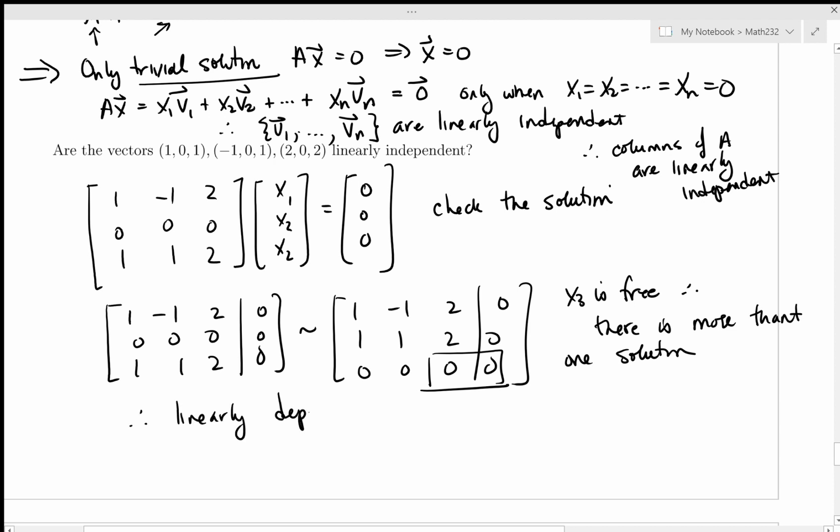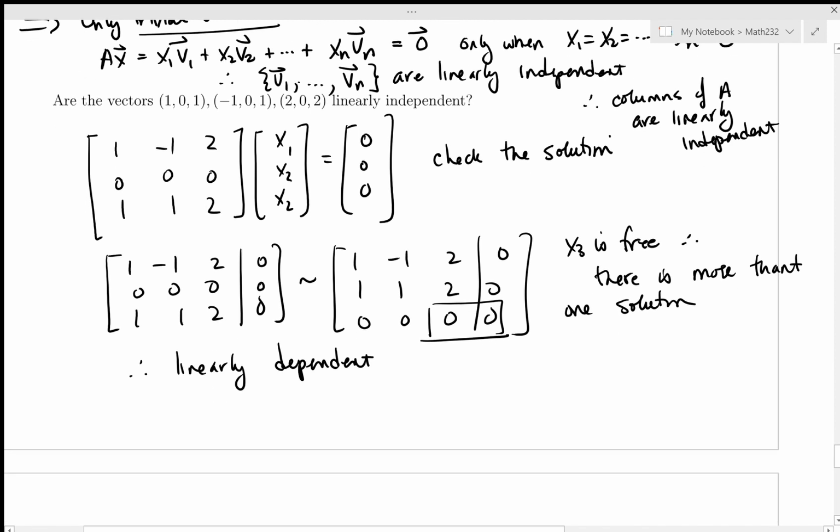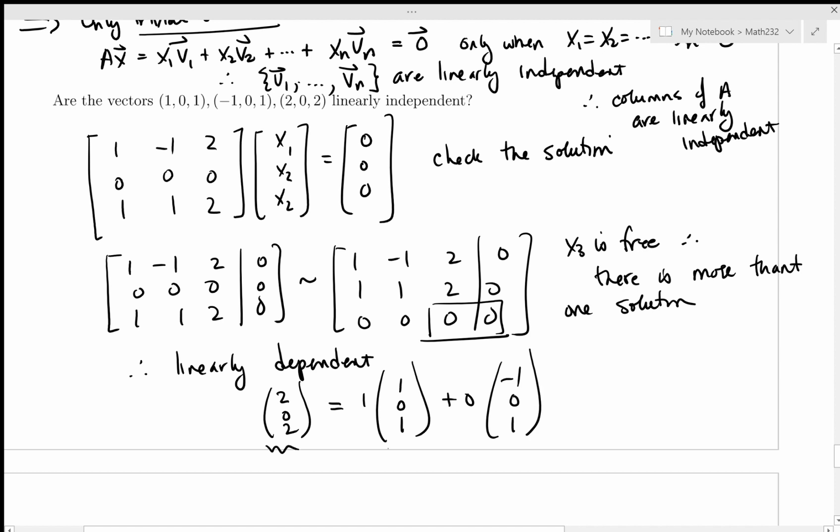And that means that I must be able to make one of them out of some combination of the other two. Let me see how I could do that, doing this on the fly here. I should be able to make one out of a linear combination of the other two. So can I do that? I'm going to take (2, 0, 2), and that is going to be equal to 1 times (1, 0, 1) plus 0 times the other. Yep. So I can make this vector out of a combination of these two. They are linearly dependent.